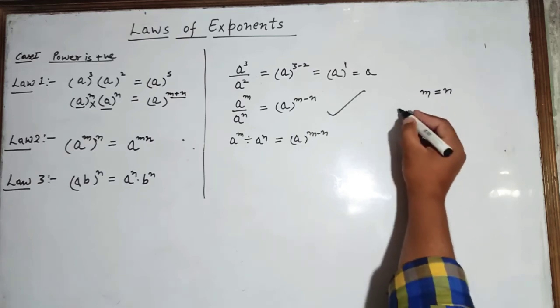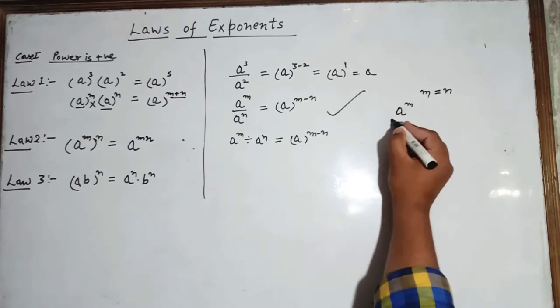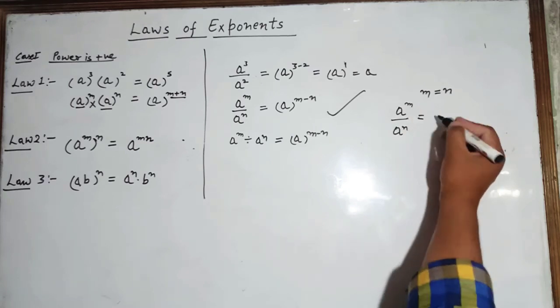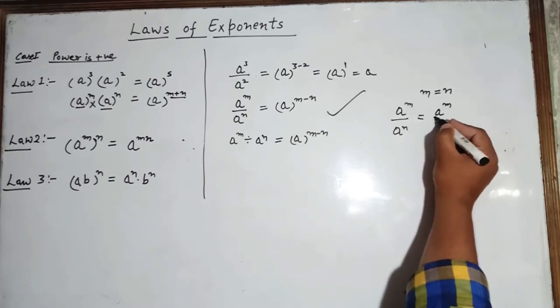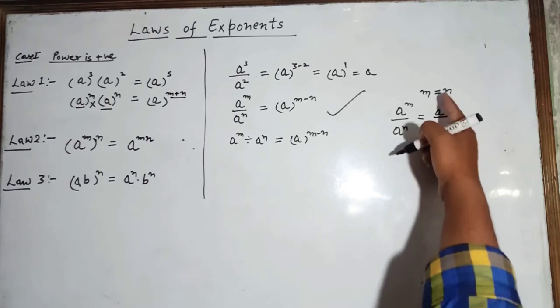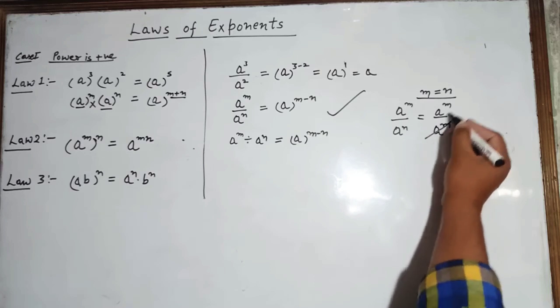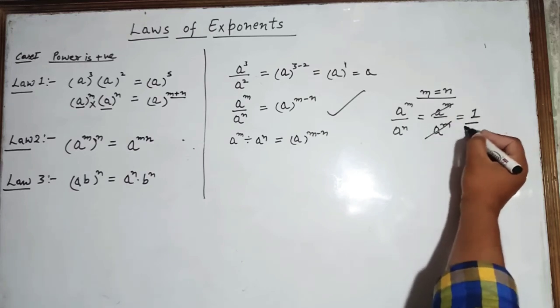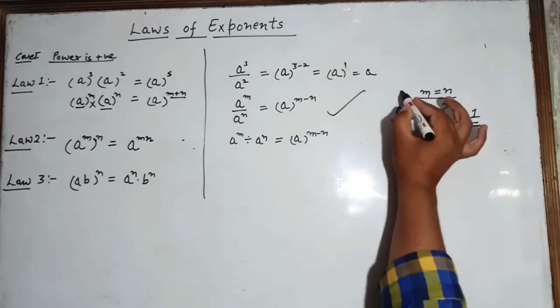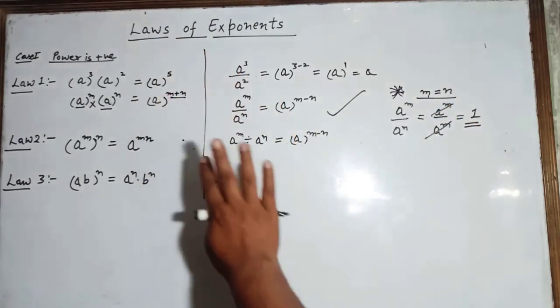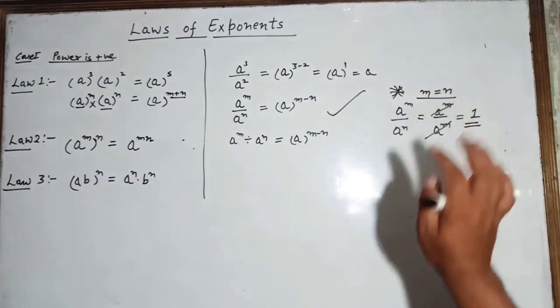So what will happen? We can write a to the power m upon a to the power n. Now m is equal to n, so in the place of n we can write m, because both are equal. So a to the power m upon a to the power m. After cancelling it out, our result will be 1 only. It is a special case of the division of exponents, when m is equal to n.